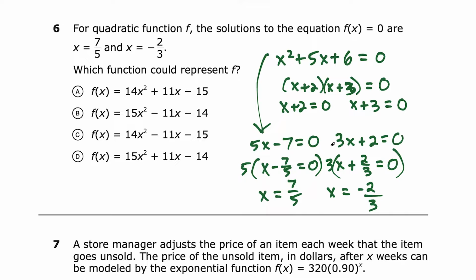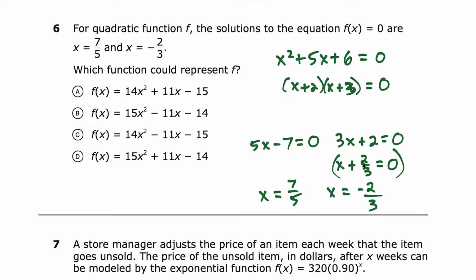And you could even see that if I solve these equations here, 5x minus 7 equals 0, I'm going to get x equals 7 over 5. And if I solve this equation, I'm going to get x equals negative 2/3. Okay, so once again, I'm working backwards. All right, so this step I honestly just do in my head, but I'm just showing how to get from this step here to the step before it.